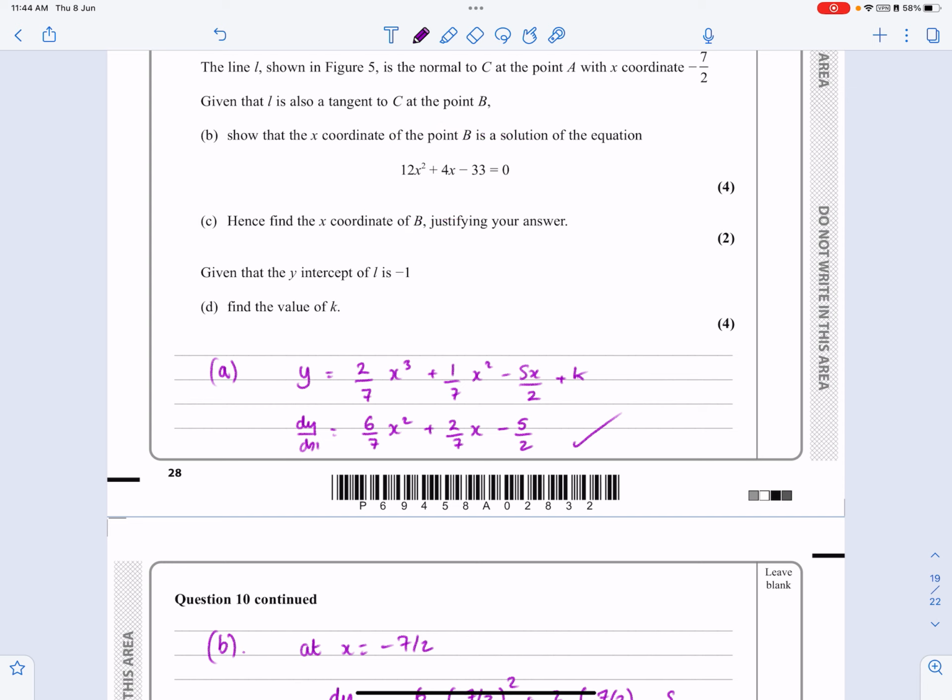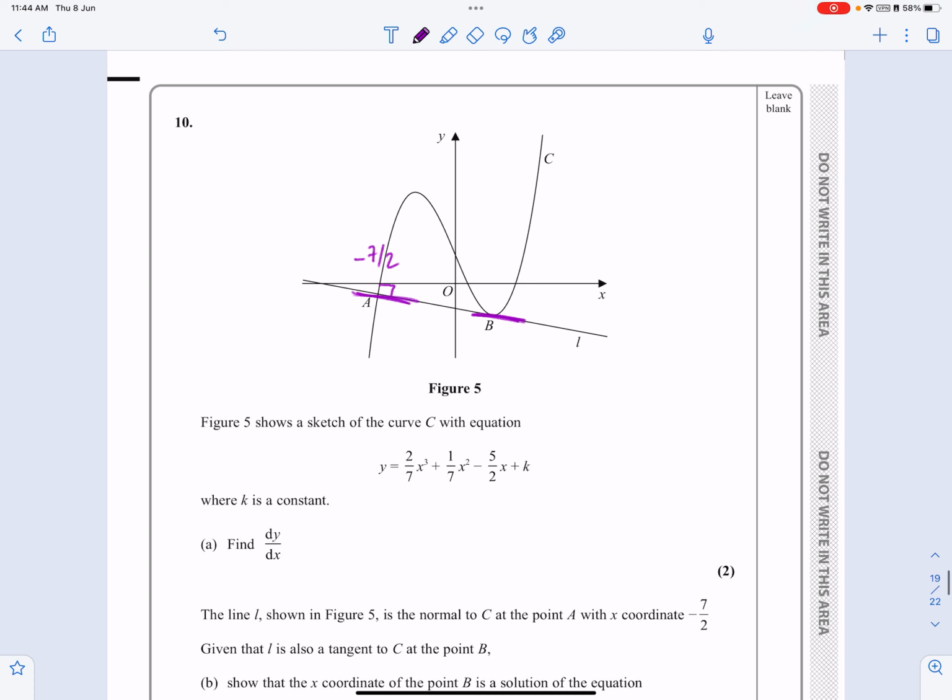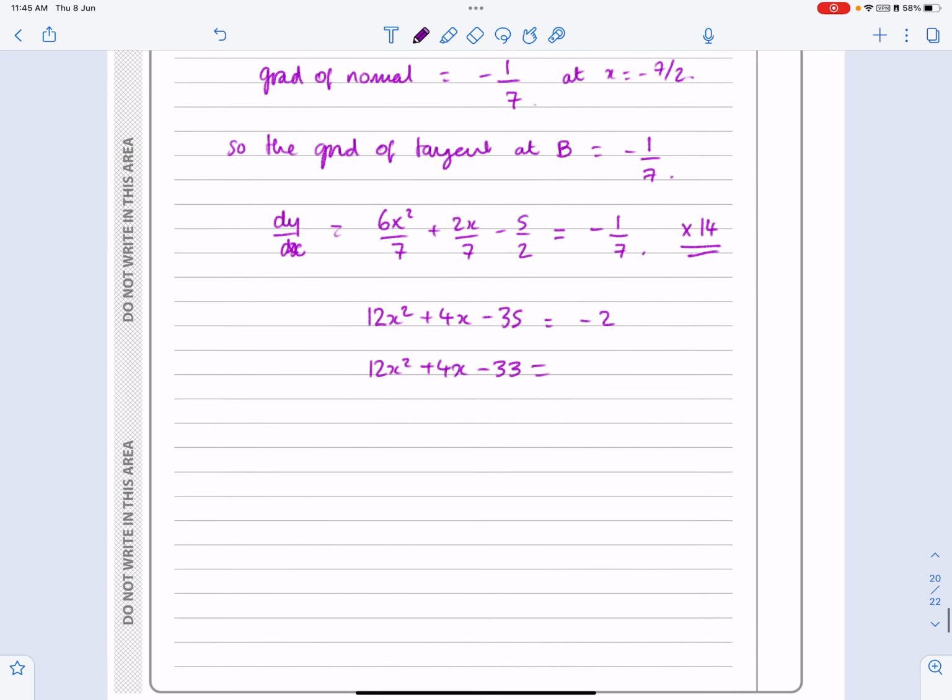Okay, so the way that we did that, just a recap, was we said the gradient here is going to be equal to dy by dx. The gradient there is the same as the gradient at A, and the gradient at A is the gradient of the normal there, is the same as the gradient of the tangent there. Quite an unusual question, so hopefully it makes sense to you as we're doing that.